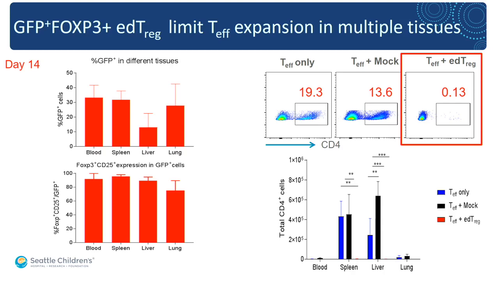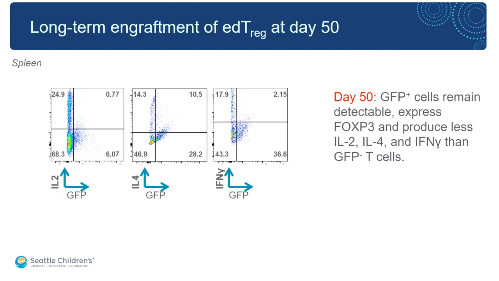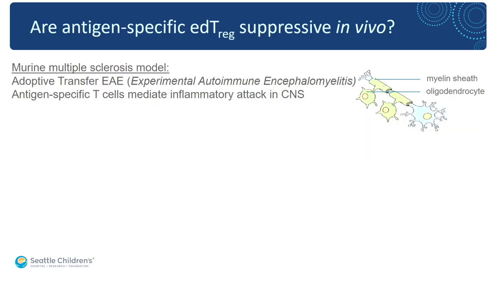So these cells function in vivo, and they last up to at least 50 days. And when we look at these GFP positive cells at day 50, they're still low for these inflammatory cytokines, and they have sustained survival in that setting. So what happens with antigen-specific engineered regulatory T cells?